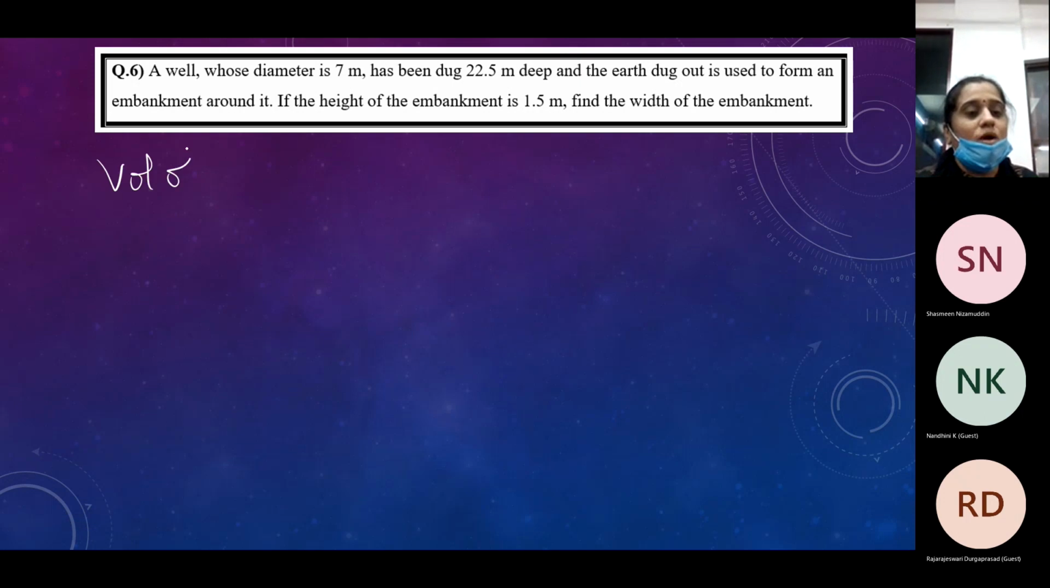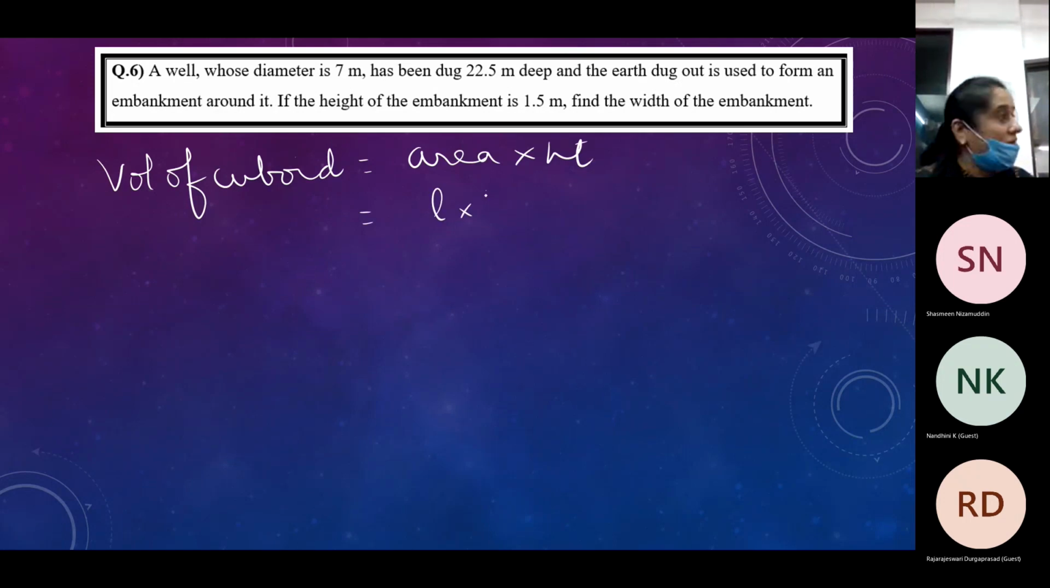So volume of a cuboid. The cross section of a cuboid is a rectangle, and volume is always area into height. And what's the area of the cross section? L into B, rectangle. L into B into H. So the volume of a cuboid is LBH.